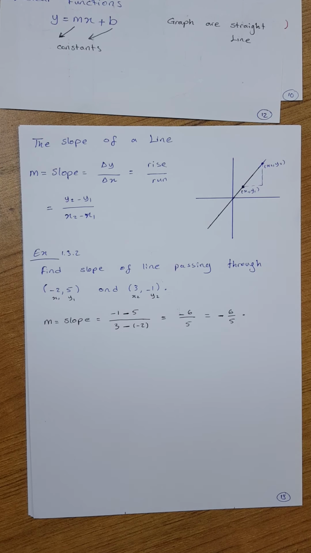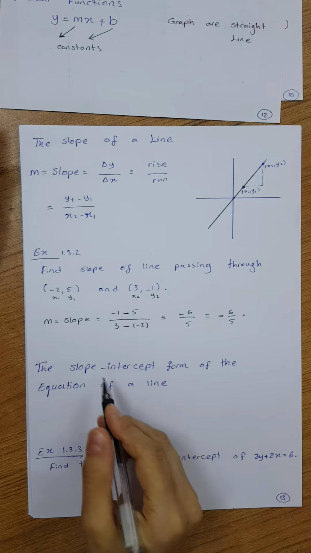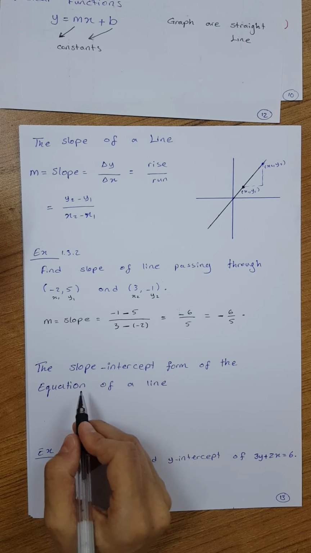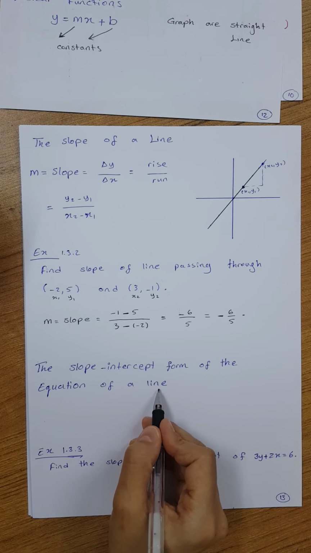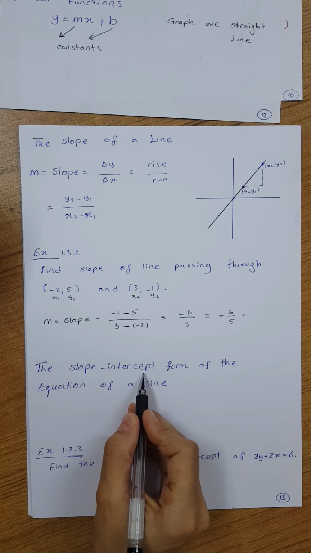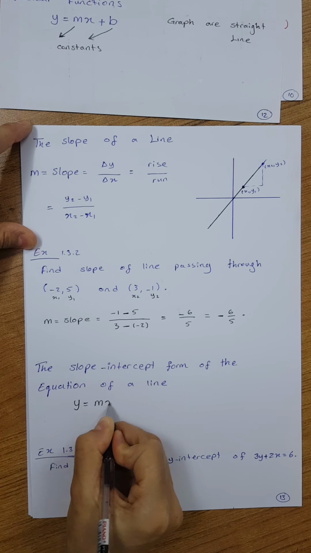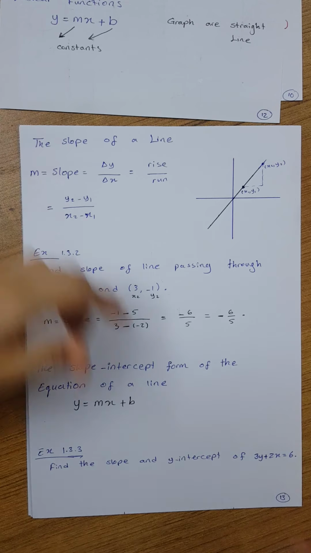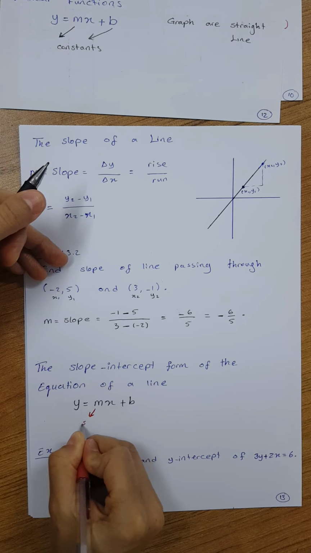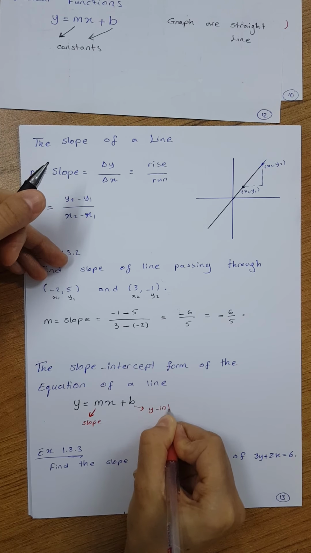We are coming to the slope-intercept form of an equation of a line. So we have got a line, and we have got a representation for that line. How do you write the equation of that line? We have got a way, it's called slope-intercept. It's written as y is equal to mx plus b, where m is the slope of the line, and b is the y-intercept.